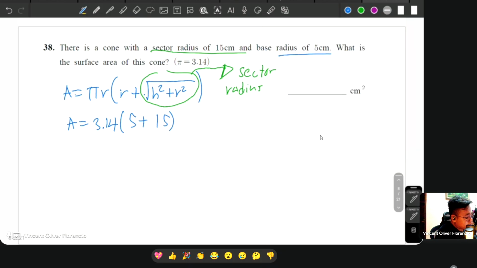So it's now A is equal to pi times r, right? This one, the r. This is going to be also 5 times r is 5 again plus 15. Again, the sector radius is 15 already. And then this is going to be 3.14 times 5 times 20, which is 100. That leaves us with a surface area of 314.